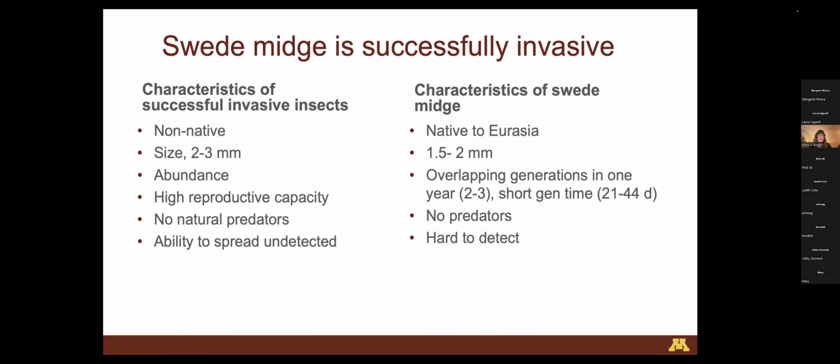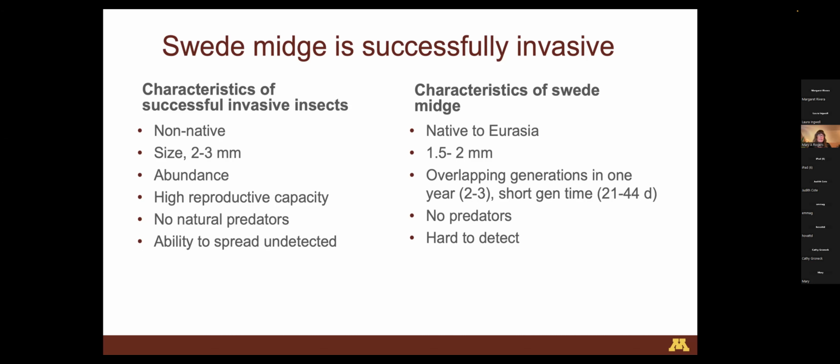They are able to reach high population levels fairly quickly, and this is the case with Swede midge as well. We have overlapping generations in one year, so 2 to 3 overlapping generations, and a short generational time. Under ideal environmental conditions, we can get from egg to adult in as little as 21 days, which is extremely quick.